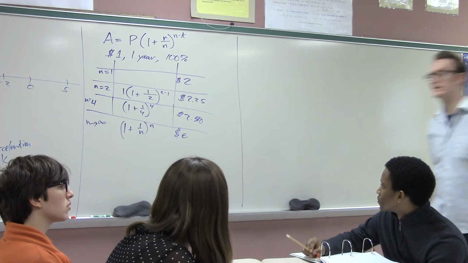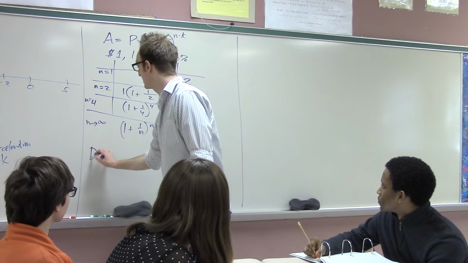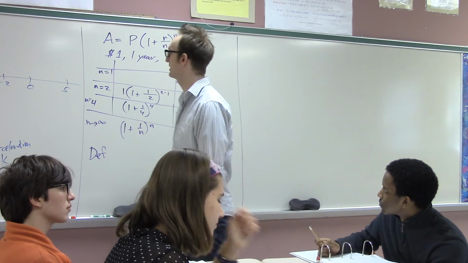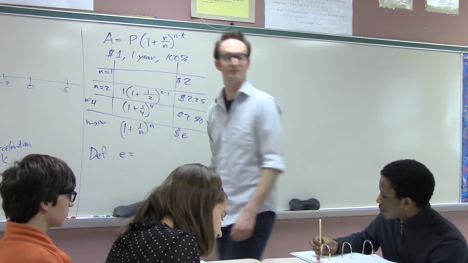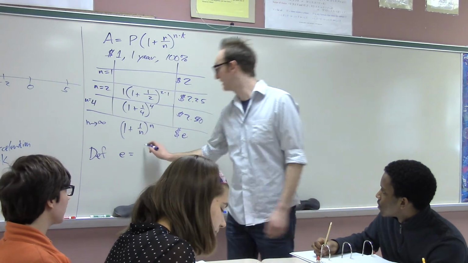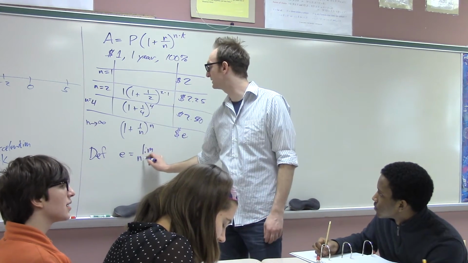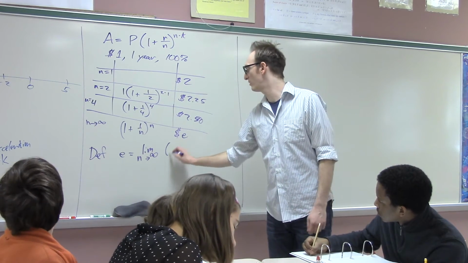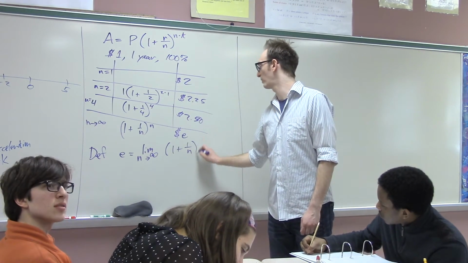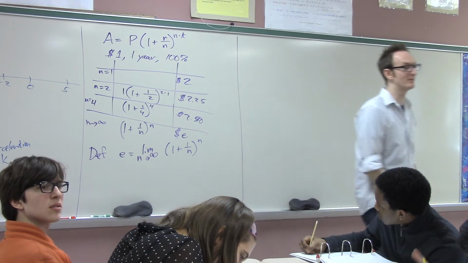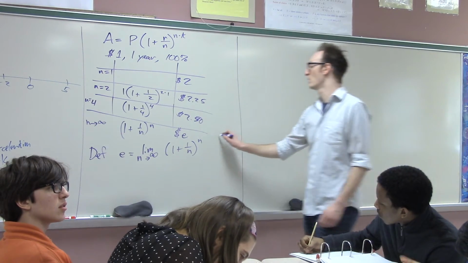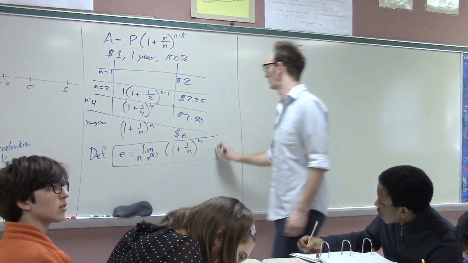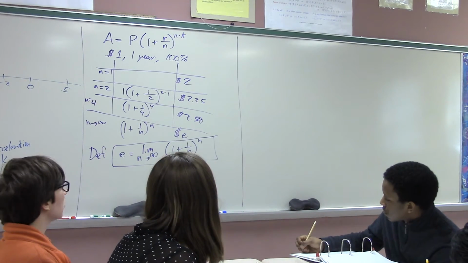So, definition of e. e is a limit. It is defined to be a limit. It is the limit as n goes to infinity of 1 plus 1 over n to the n. Is everyone cool with that? It's like a definition of e. All right.